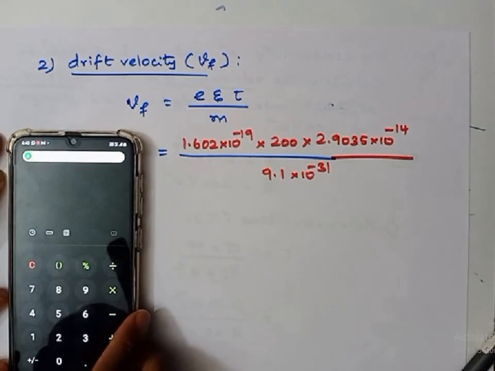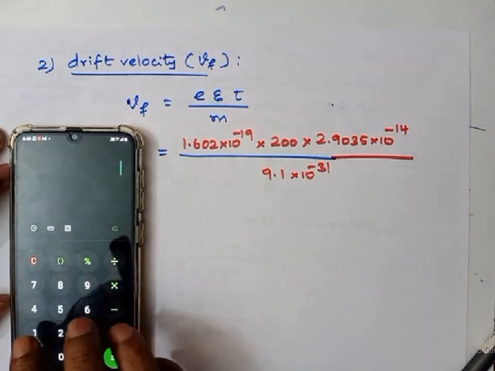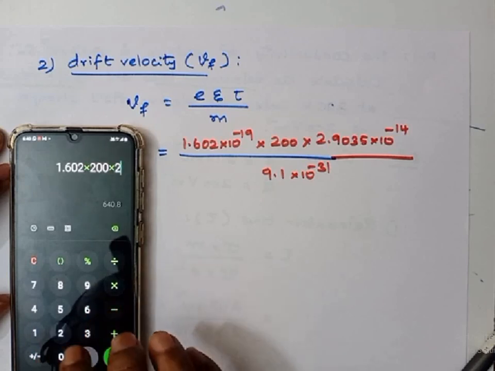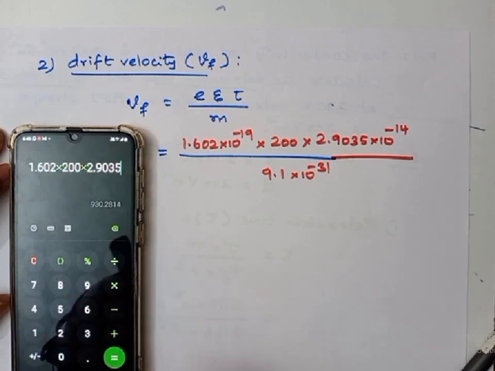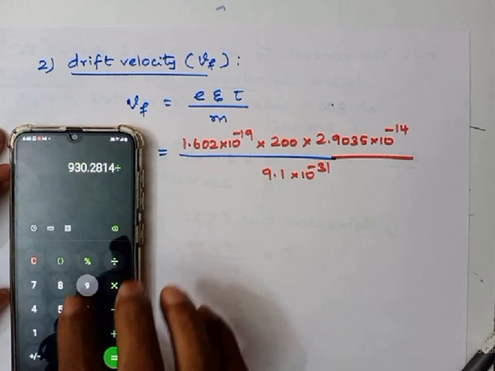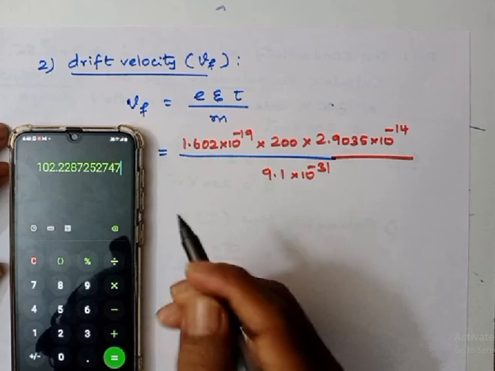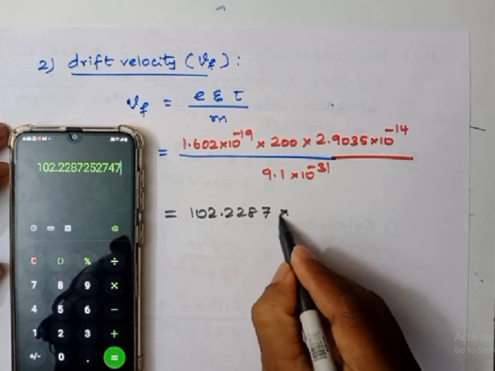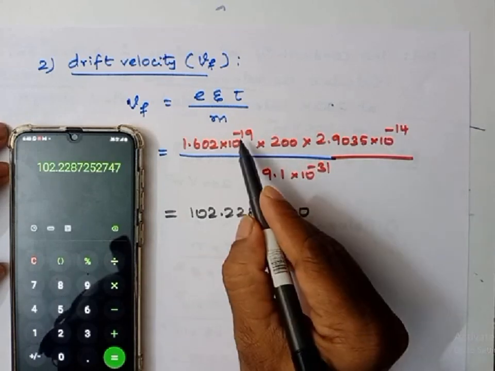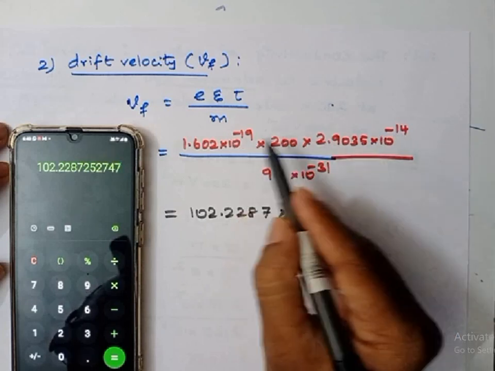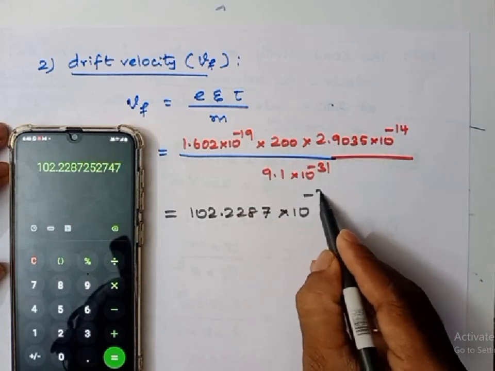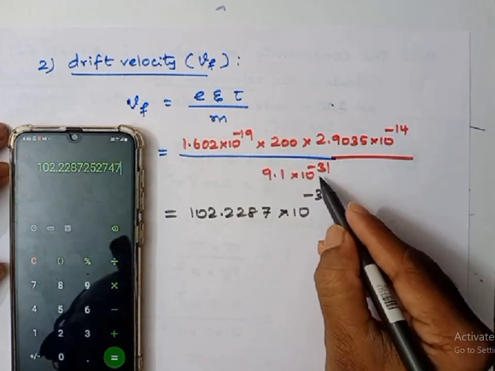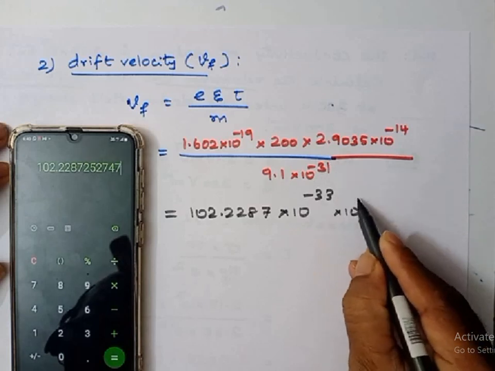So how to calculate this value? 1.602 into 200 into 2.9035, divided by 9.1. I am getting a value 102.2287 into 10 to the power, here we have minus 19 minus 14. If you add, you will get 10 power minus 33. If I bring this 10 power minus 31 in the numerator, I will get 10 power plus 31.